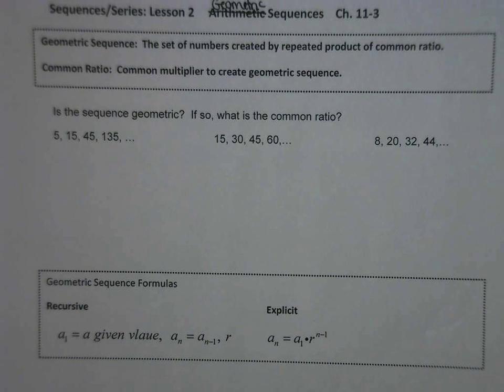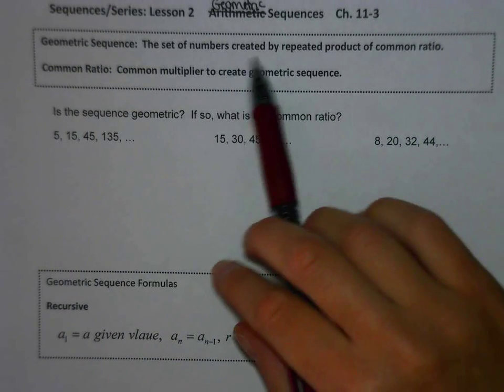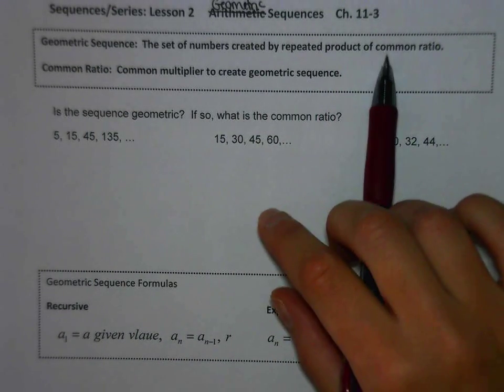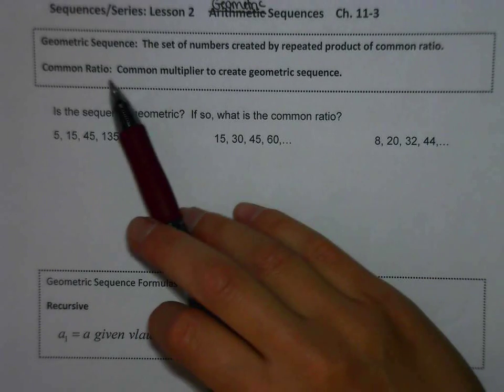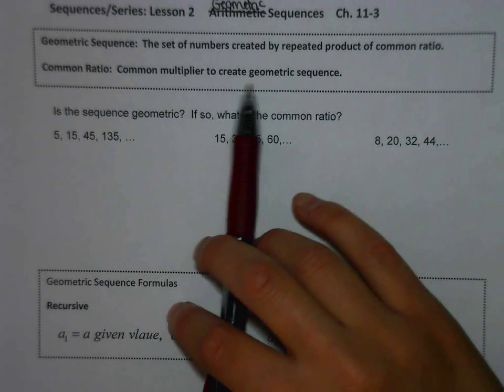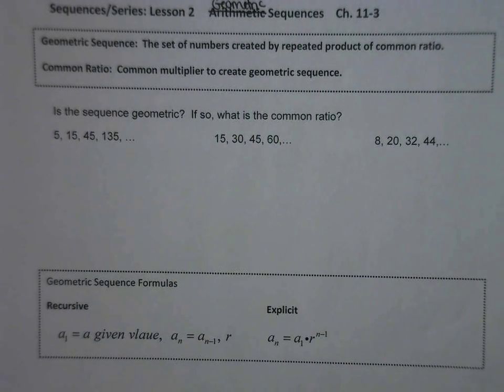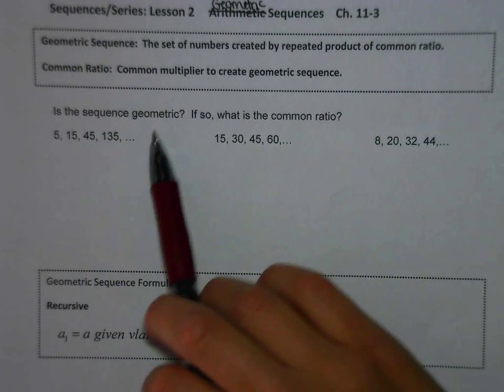Today we are going to be looking and working with geometric sequences. A geometric sequence is the set of numbers created by repeated product of a common ratio. A common ratio is a common multiplier to create geometric sequences. So let's look at our first three examples. We want to determine if they are geometric. So let's take a look.